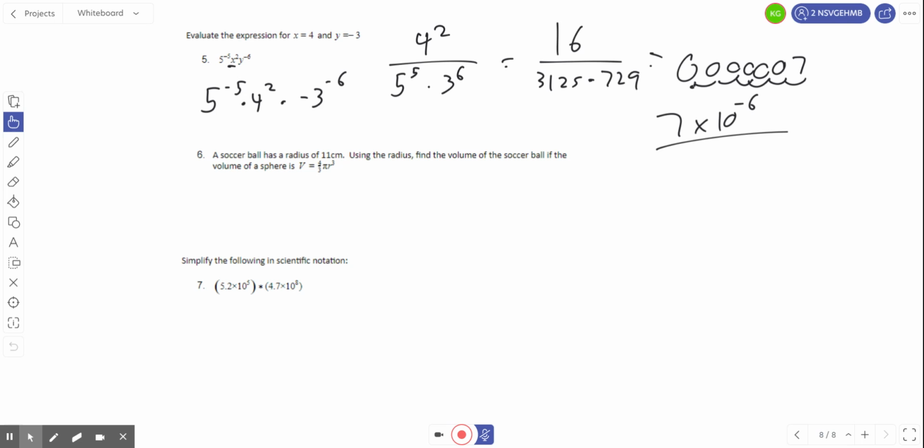All right, number 6. A soccer ball has a radius of 11 centimeters. Using the radius, find the volume of the soccer ball if the volume of a sphere is given. All right, so they gave us the formula for the volume of a sphere. And the radius is 11. So all we have to do is solve this. So 4/3 pi, and our r is 11 to the third.